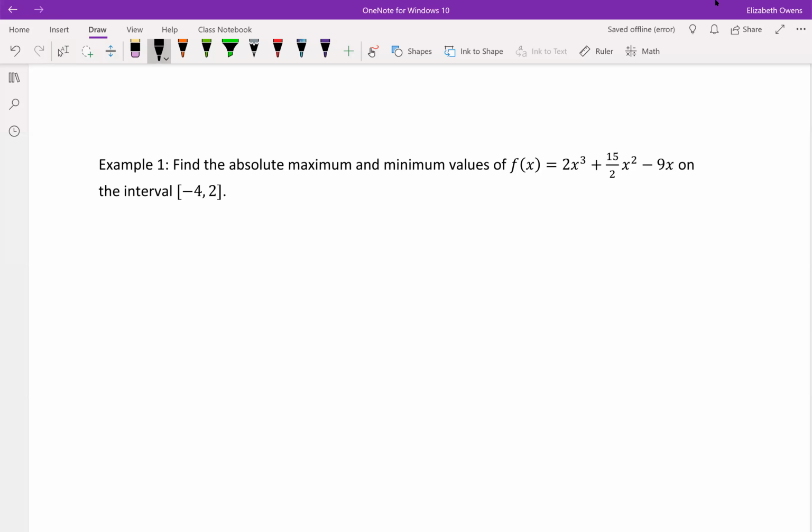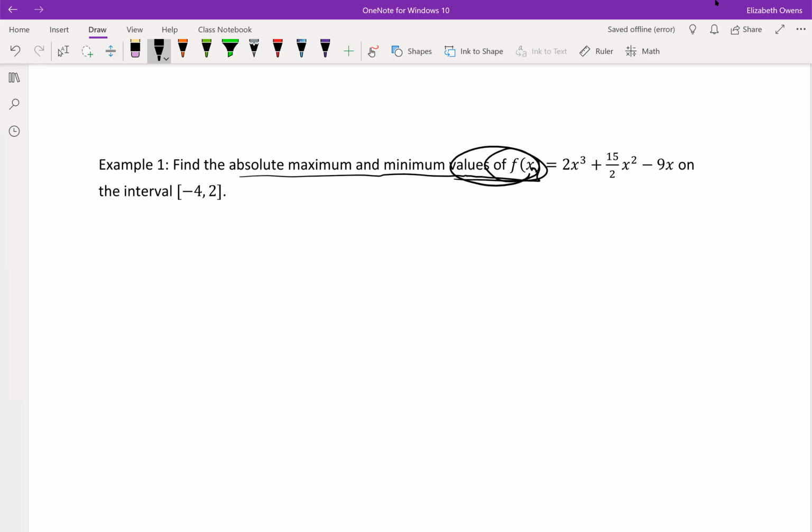Okay, so we are going to look at our first example here. Find the absolute maximum and minimum values of f of x, which equals 2x cubed plus 15 halves x squared minus 9x on the interval from -4 to 2. Okay, so those are our x values for the endpoints of the interval. And we want to find the absolute maximum and minimum values of the function.